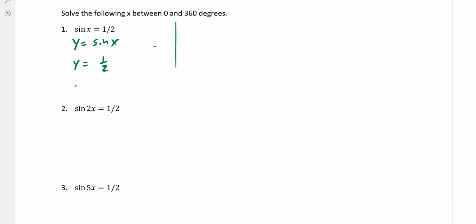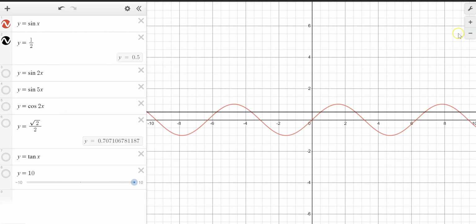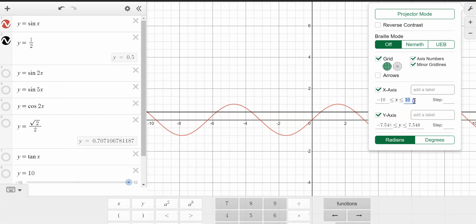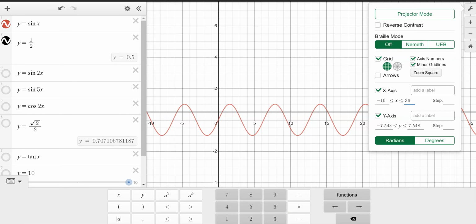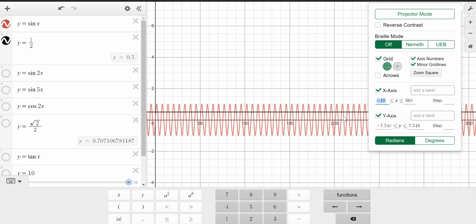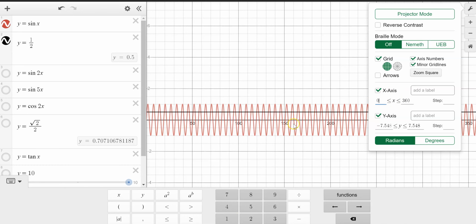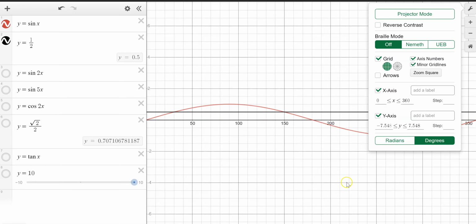So we already know our sine. We'll do this between 0 and 360 degrees. And so the y equals a half would be here. And you can see that there are two answers that we're going to get for our equation. Right now it's in radians, so you're going to click on the little toolbar here. We're going to change this to 360 degrees so that it stretches our graph, and then 0. We get all this going on because, again, it's still in radians. So you want to select degrees, and then we get this graph instead now.